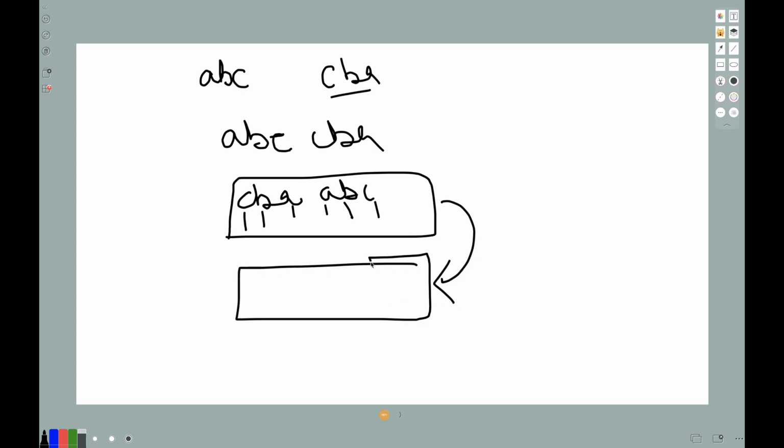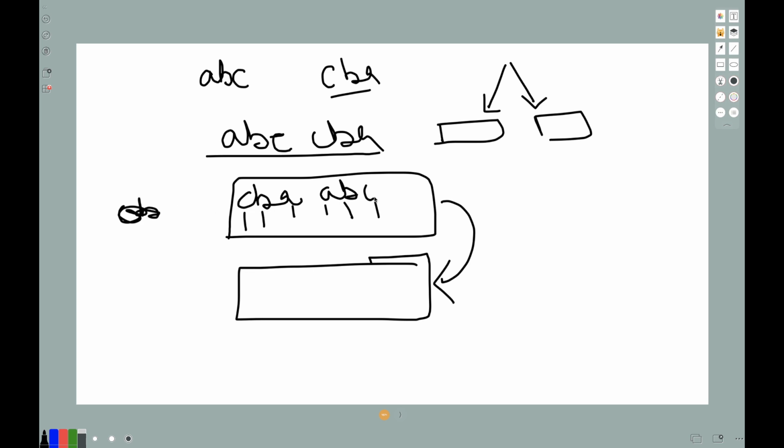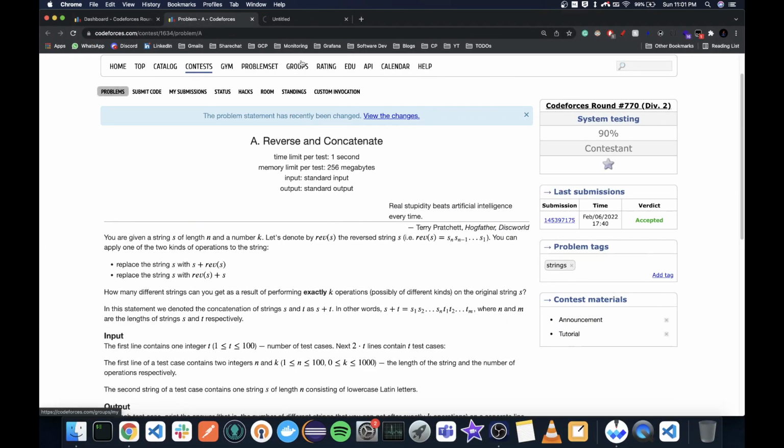So if the initial thing was not a palindrome, then I branched out into two things, right? So one is ABCCBA and one is CBAABC. Now these two are different, but this is also a palindrome and this is also a palindrome, and they will always remain a palindrome. So there will be two options. And obviously if k is 0, answer is 1. So let's look at the implementation.